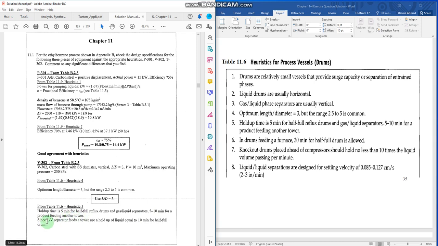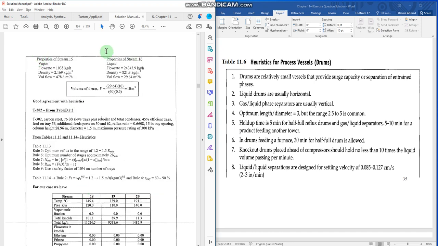Since the liquid by vapor separator feeds to the tower, use a hold up time of liquid equal to 10 minutes for the half full drum. So we will use the upper limit of 10 minutes because the feed is entering the distillation column next to the vessel.